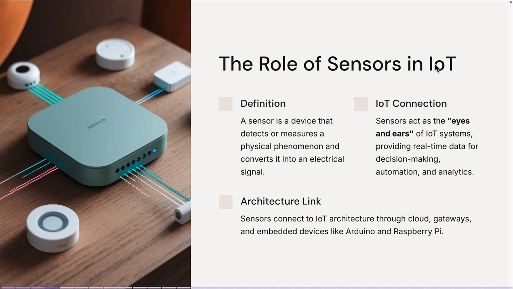So the role of sensors in IoT, we already talked about this many times. A sensor device detects and measures a physical phenomenon and converts it to an electrical signal. And sensors act like the eyes and ears. They can see, they can observe, they can sense any event around the environment, and then they can communicate this event in real time through the internet, for decision-making, automation, or data analytics. I hope you remember all the different discussions we've had about IoT applications like Industry 4.0, cyber physical systems, robotics, and so on.